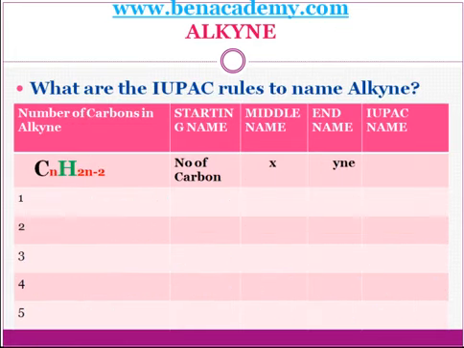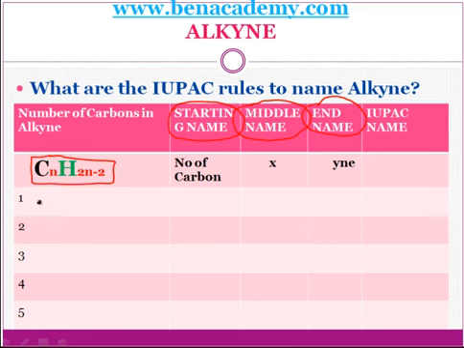What are the IUPAC rules to name alkyne? As you have already learned, the naming of a compound by IUPAC rule has 3 steps. First of all, we have to find out the starting name. There are certain rules for giving a starting name. Similarly, for the middle name, and similarly, there are certain rules to give the end name. Then, to get the IUPAC name, we have to write all the 3 names combined. Let us see, for alkyne compounds, what are the IUPAC rules? What is the formula for alkyne? CnH2n minus 2.